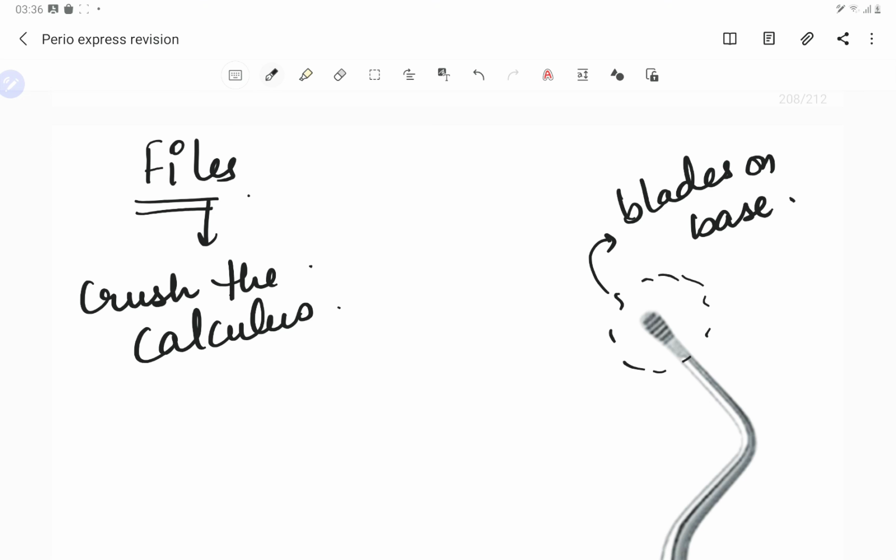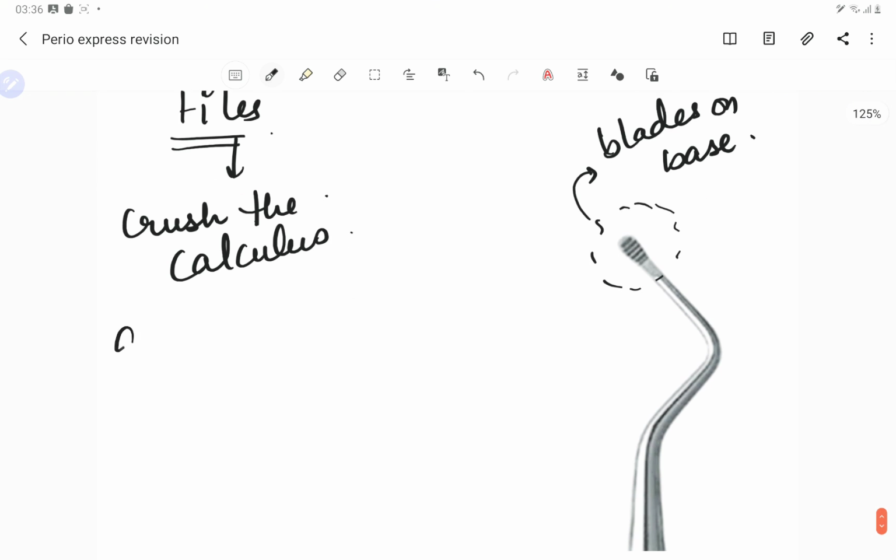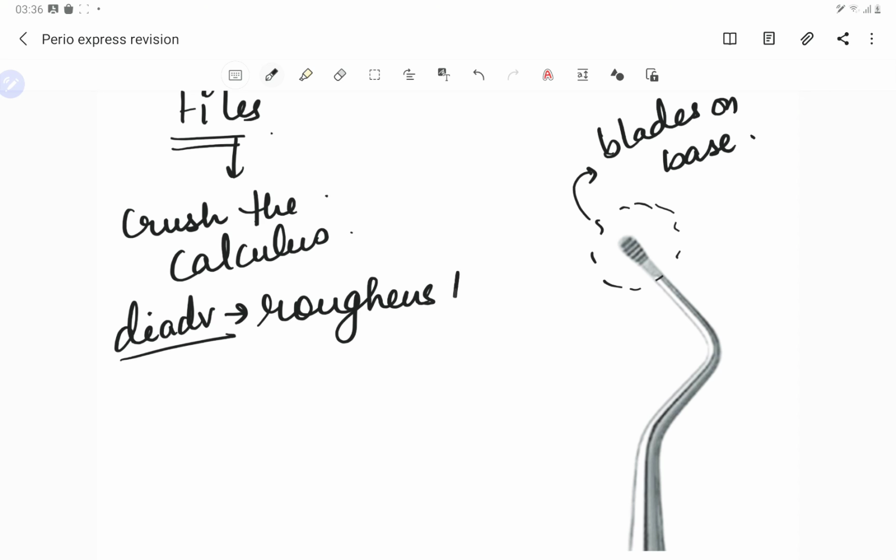If large deposits of calculus are present, then we use this file to fracture those large pieces of the calculus, and the file can easily gouge. And the disadvantage of the file is that it roughens the tooth surface. So when we rub this, it roughens the tooth surface.